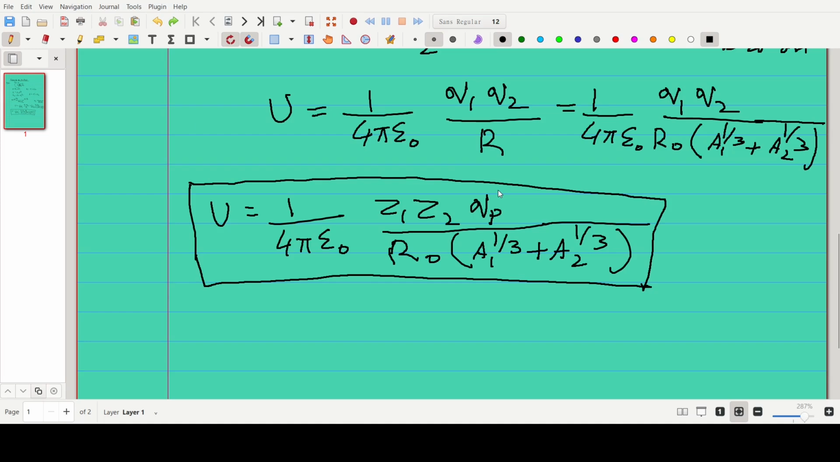Sorry, there should be a square here, because q1 is Z1 qp and q2 is Z2 qp, so there will be a square of qp. So this is our answer.